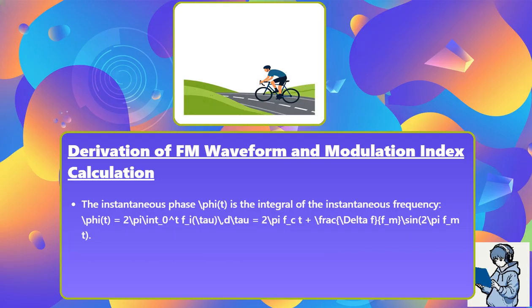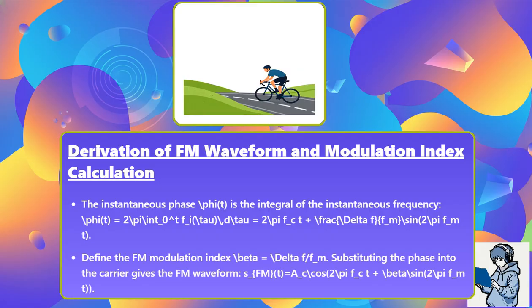The instantaneous phase, φ(t), is the integral of the instantaneous frequency. φ(t) = 2π ∫ from 0 to t of f_i(τ) dτ = 2π f_c t + (Δf / f_m) sin(2π f_m t). Define the FM modulation index β = Δf / f_m. Substituting the phase into the carrier gives the FM waveform. s_FM(t) = A_c cos(2π f_c t + β sin(2π f_m t)).